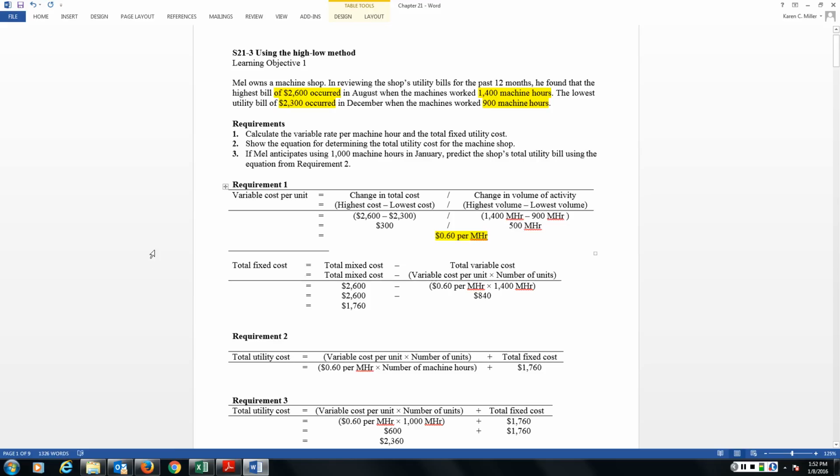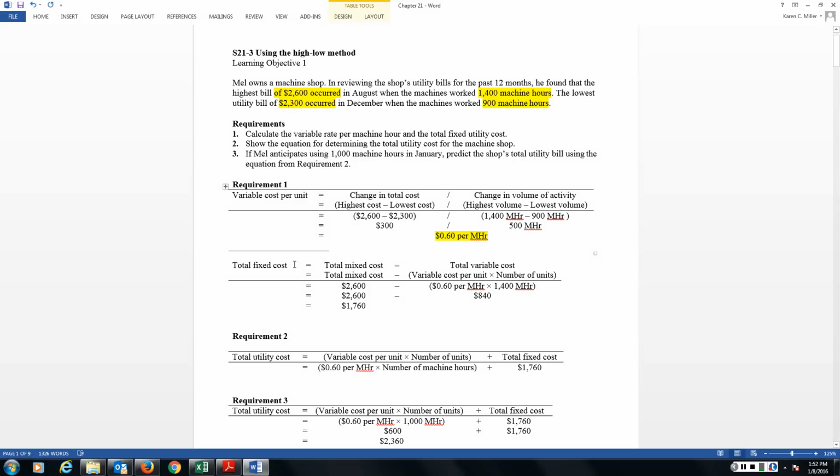Okay, we can do the math. This is basic math. But what does this mean? 60 cents per machine hour tells me that every hour that my machines are running, they cost me 60 cents per hour in utility cost. Once I know my variable cost, I can figure out my fixed cost, which is what the problem asks us to do next.